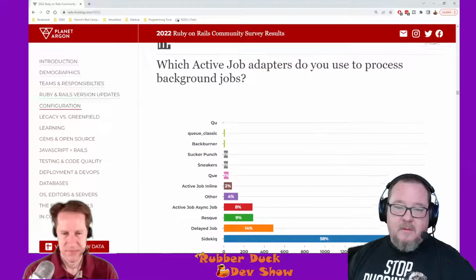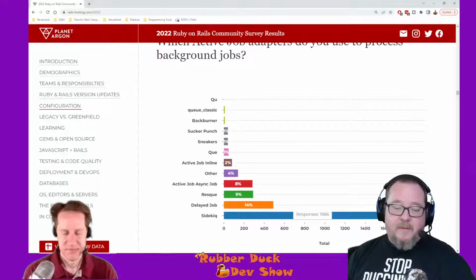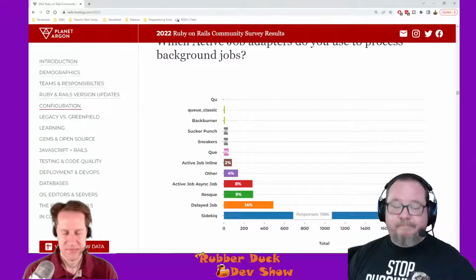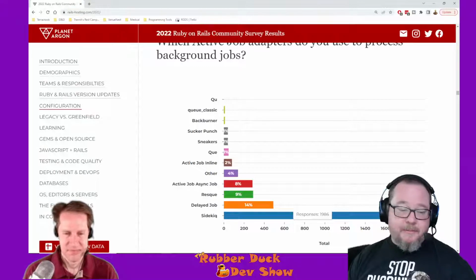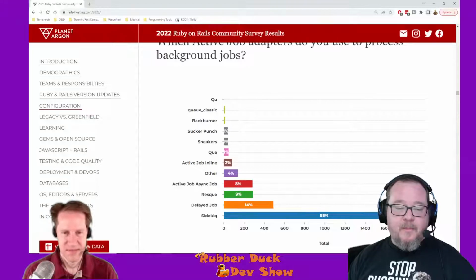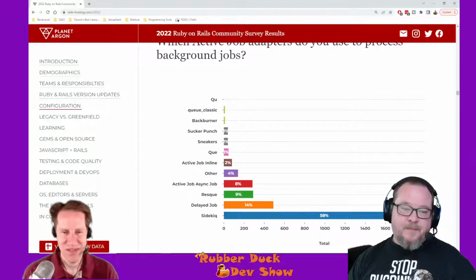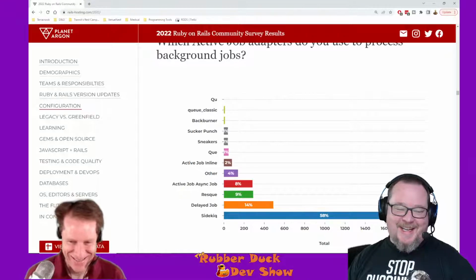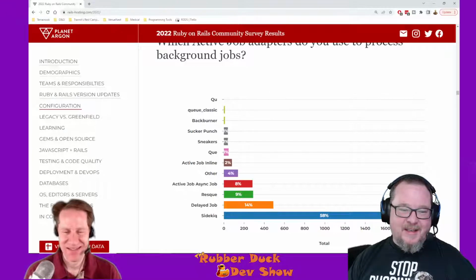Oh, configuration. Which Active Job adapters do you use to process background jobs? 58% Sidekiq. Yep, well, that's where we are. That's what we do all our background stuff with, is Sidekiq. So, again, not surprised. And so for my project, I would have to choose other here, because again, I'm using that Daemons gem.